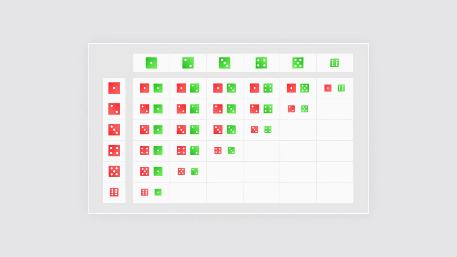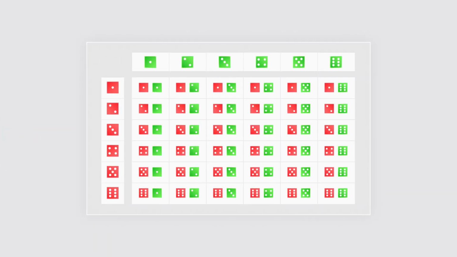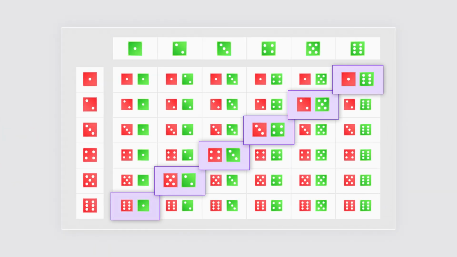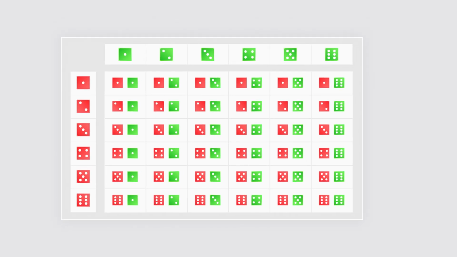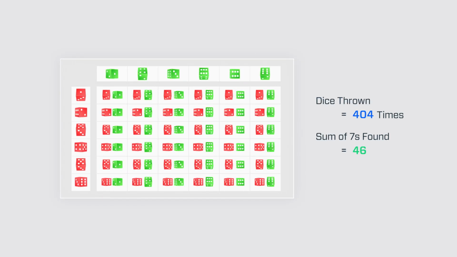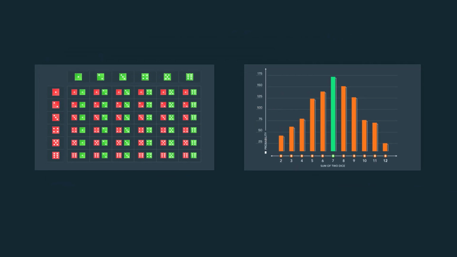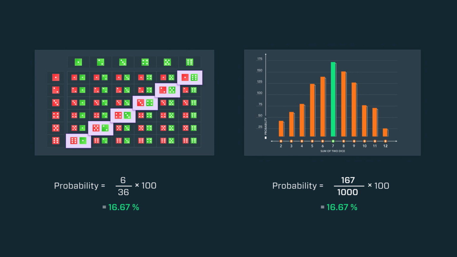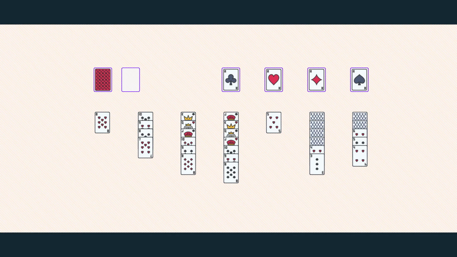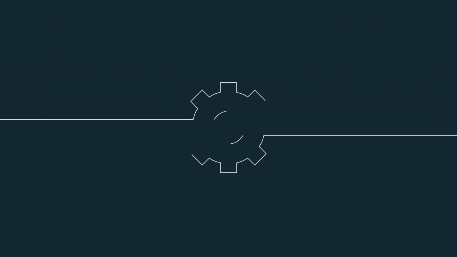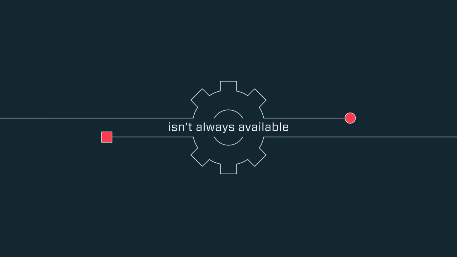Let's take the example of rolling 2 dice. We want to know what the chances are of rolling a total of 7. The Monte Carlo approach would be to roll 2 dice thousands of times and look at how often a total of 7 came up. In this example, we could figure that out with basic math. But for other more complicated examples, a straightforward method isn't always available.